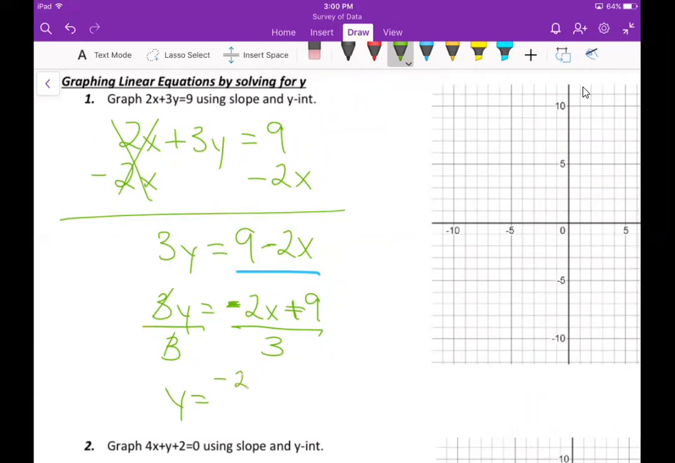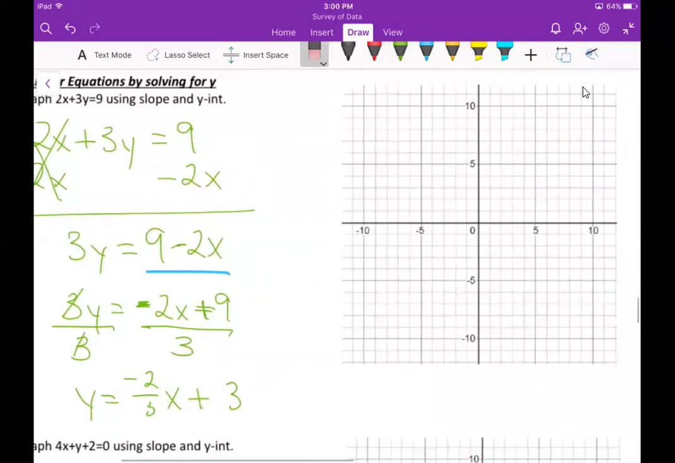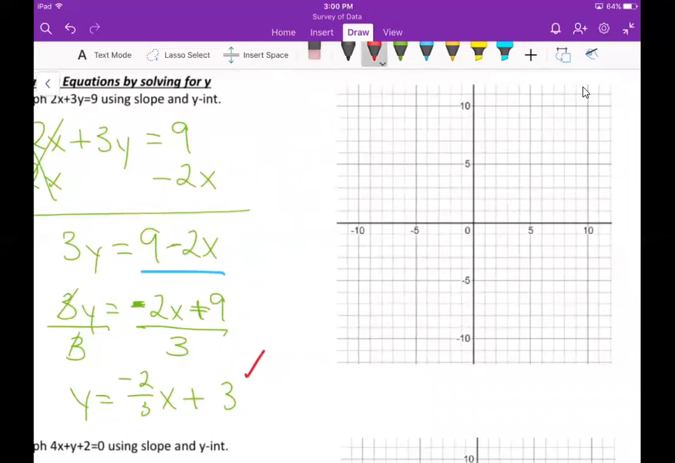So that's negative 2 over 3 times x plus 9 divided by 3, and 9 over 3 is 3, so plus 3 here. And now I have y by itself, and I can easily graph that function. I know that should cross at 3, so here I am crossing at 3 on my y-intercept, and my slope is negative 2 over 3.